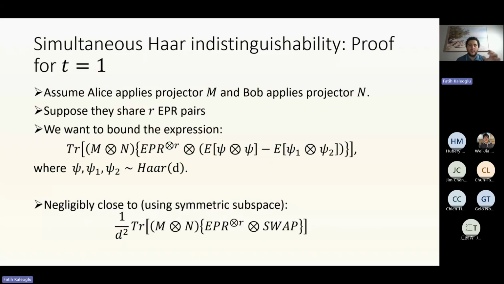And I should also note that the number of qubits that represent each Haar state is also polynomial. That's implicit here. So if there's no question about the problem statements, I will start talking about how to show this.